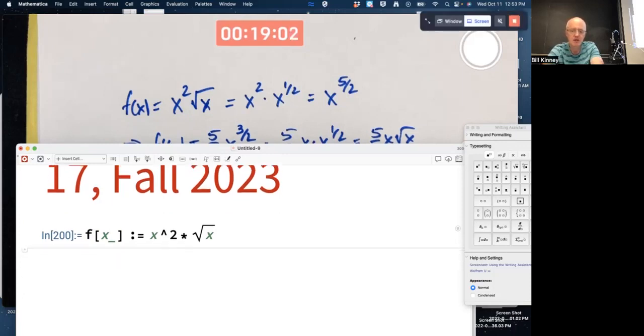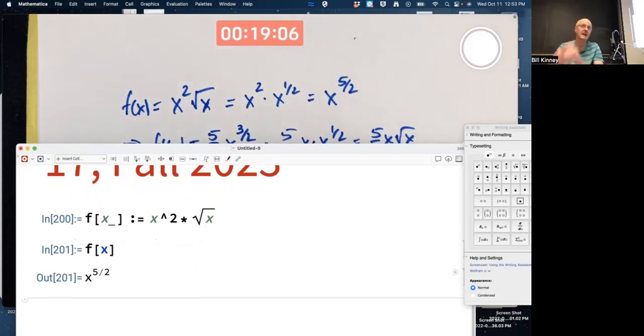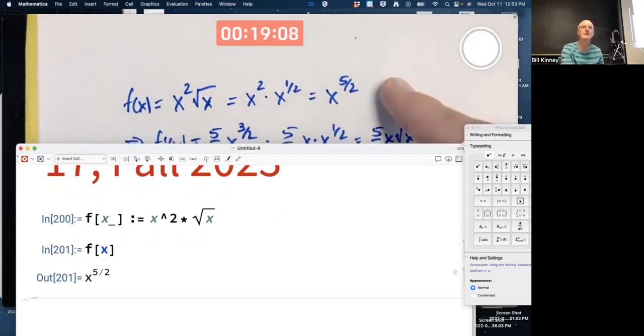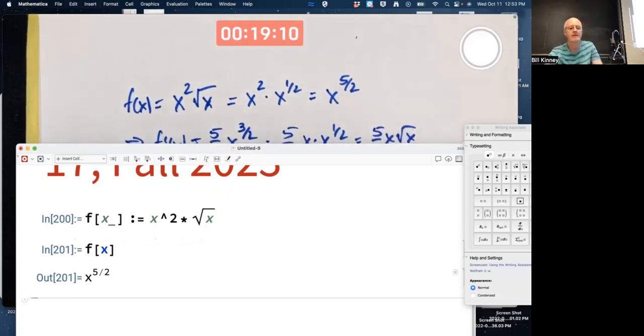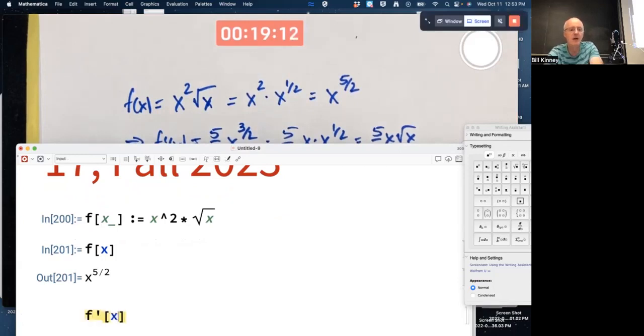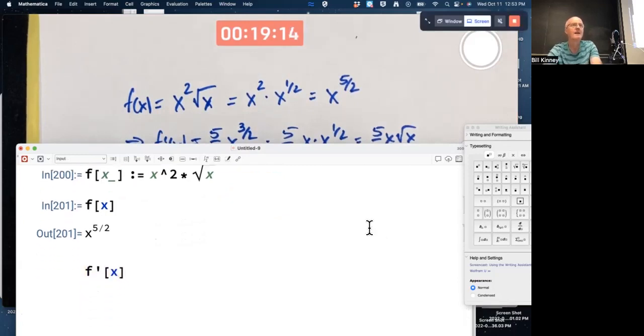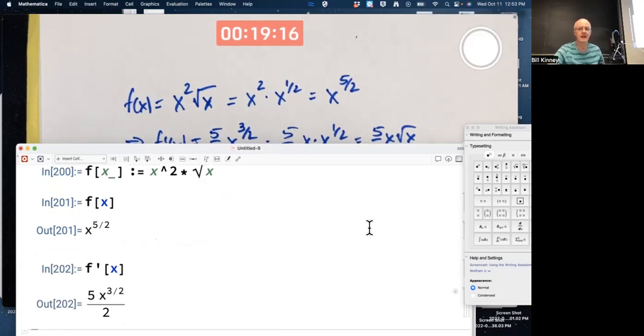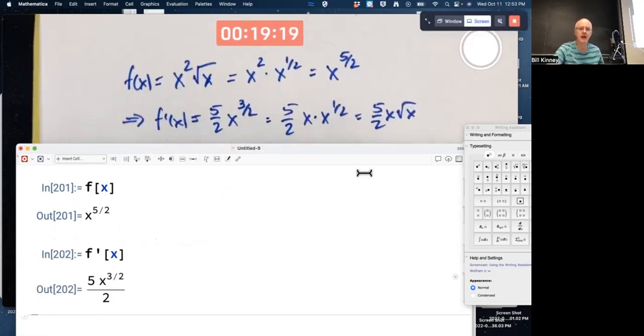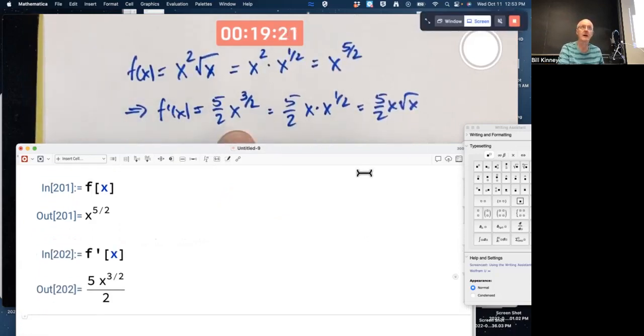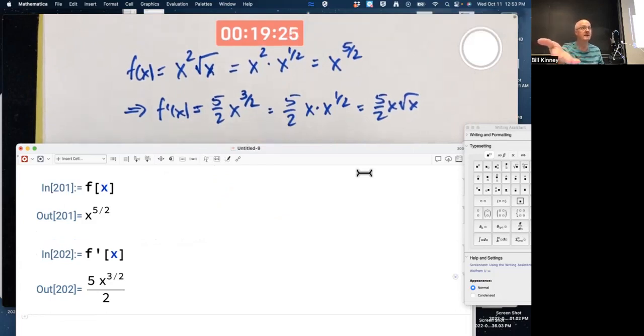If you want to make sure it's in memory, you can type f of x like that. And there we see Mathematica simplified it to x to the 5/2. And we can compute f prime of x and see, yes, it is 5/2 times x to the 3/2, just like I have right there. I did just what you see. I typed f prime of x and entered it. Okay, Mathematica is computing the derivative there.